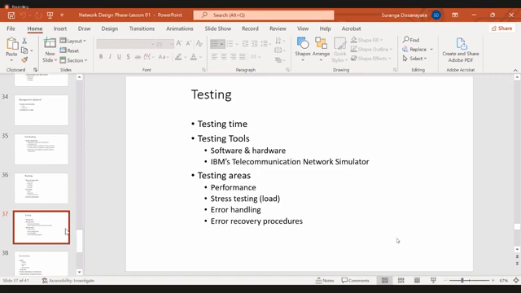And the other thing is the testing. Testing is the important thing. Why are we doing the testing?